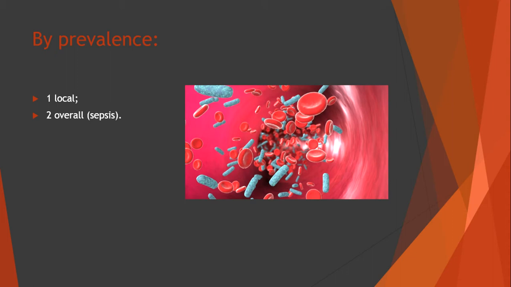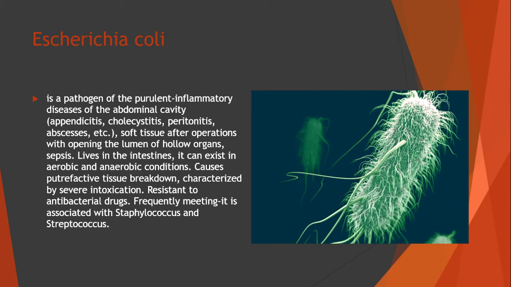Escherichia coli is a pathogen of the purulent inflammatory diseases of the abdominal cavity: appendicitis, cholecystitis, peritonitis, abscesses, etc. Soft tissue after operation with opening the lumen of hollow organs can lead to sepsis. It lives in the intestines, can exist in aerobic and anaerobic conditions, causes putrefactive tissue breakdown characterized by severe intoxication, and is resistant to antibacterial drugs. Frequently it is associated with Staphylococcus and Streptococcus.